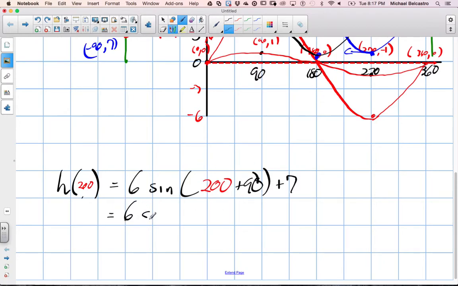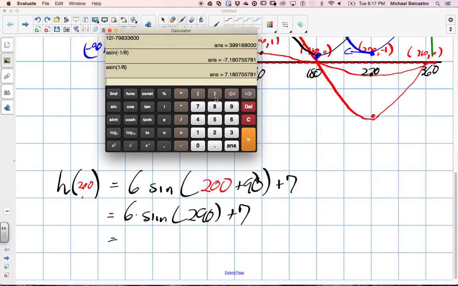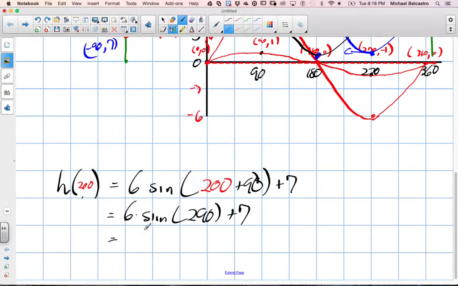So we get 6 sine 290 plus 7. So we find out what sine 290 is, and then times 6, and then add 7. So we'll do all those steps on a calculator. Sine 290 is equal to that value, times 6, and then plus 7 equals 1.36. So apparently, after a 200-degree rotation, we are 1.36 meters above the ground.